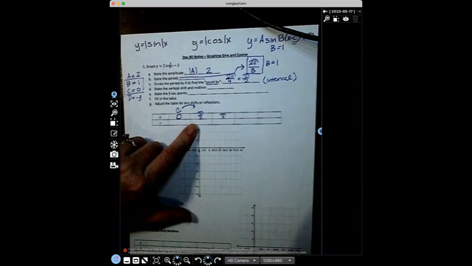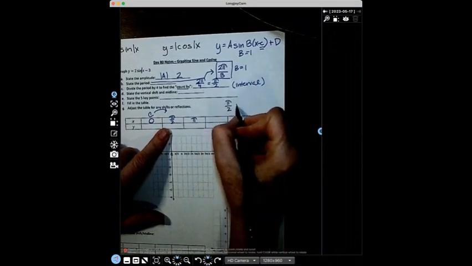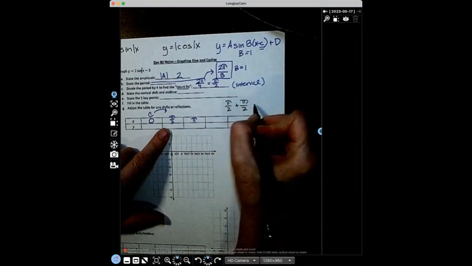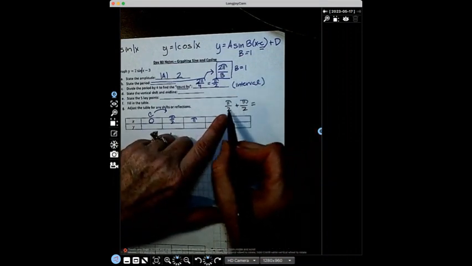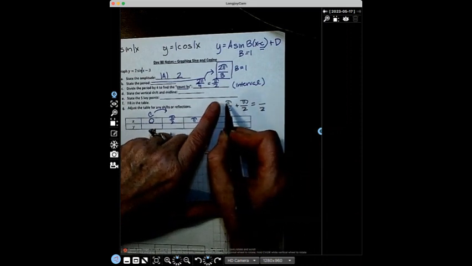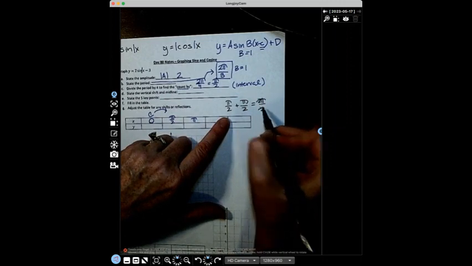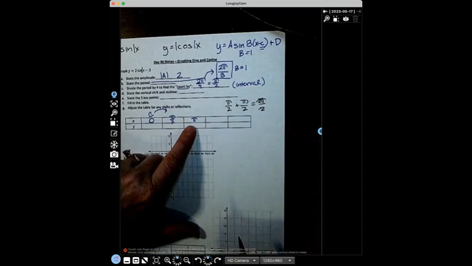Now let's do that with a fraction. If I have pi over 2 plus pi over 2, that's just a fraction, right? It's a common denominator 2. You add the numerators. 1 pi plus 1 pi is 2 pi. But the 2's cancel, and that's where I'm getting the pi from.